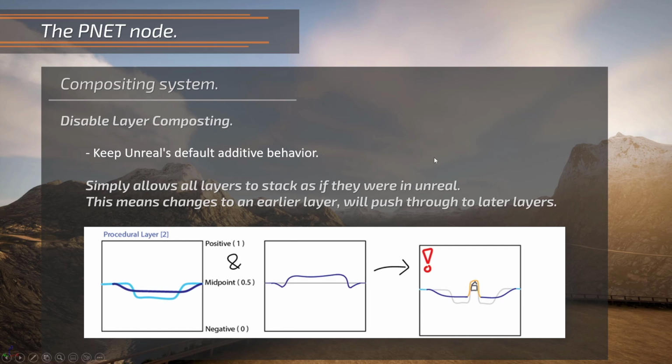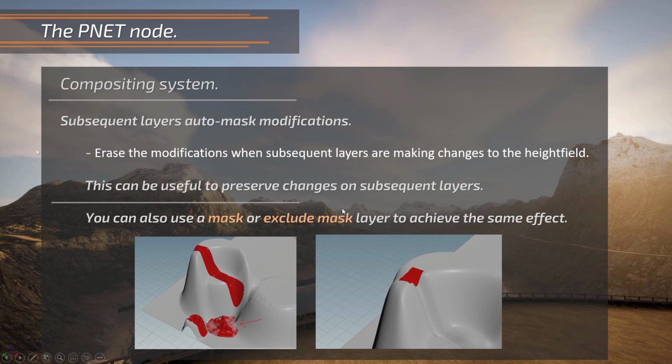So here's a quick overview. This is basically what the default behavior would be like, right? We add this blue layer, and as a result, the house is now underground. That's the default behavior of Unreal. This one is where we make subsequent layers auto mask our modification. This will erase the modification when subsequent layers are making changes to the height field.